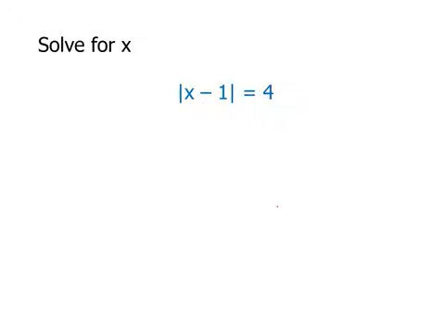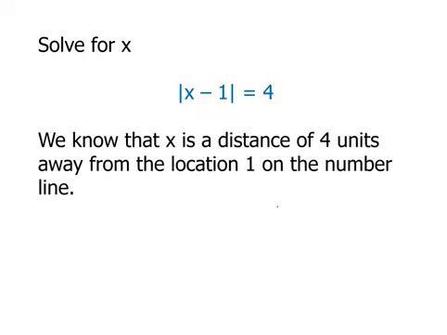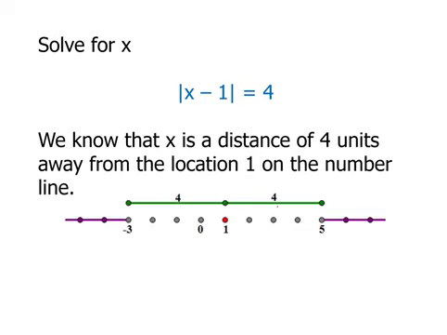Okay, so what we're saying is, whatever x is, it is a distance of 4 from the location 1 on the number line. And so we could just find 1 on the number line and then walk a distance of 4 in either direction. And so if we walk to the right, we get to x equals 5. If we walk to the left, we get to x equals negative 3. So those are the solutions. The solutions are x equals negative 3 or x equals 5.